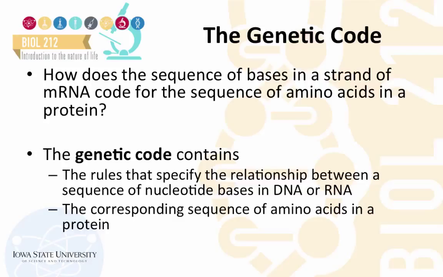So how does the sequence of bases in a strand of mRNA code for the sequence of amino acids in a protein? The genetic code contains the rules that specify the relationship between a sequence of nucleotide bases in DNA or RNA and the corresponding sequence of amino acids in a protein.